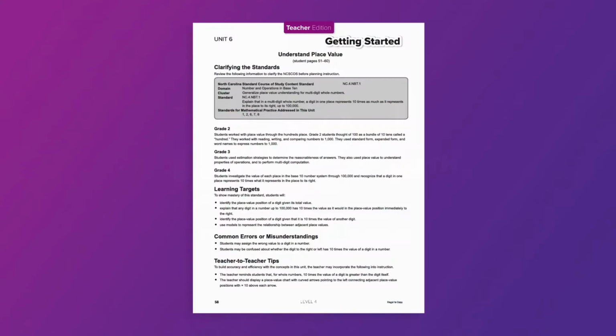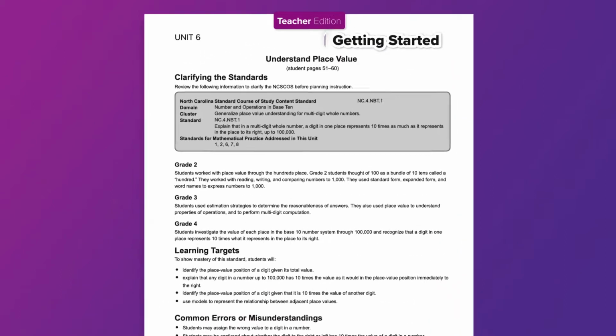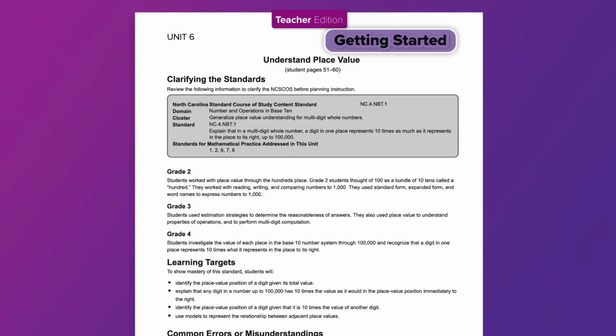As teachers ourselves, we know all the work that goes into a great lesson. We want to ensure you're equipped with everything you need to prepare a successful unit for your students. In the Teacher Edition, every unit starts with the Getting Started section.